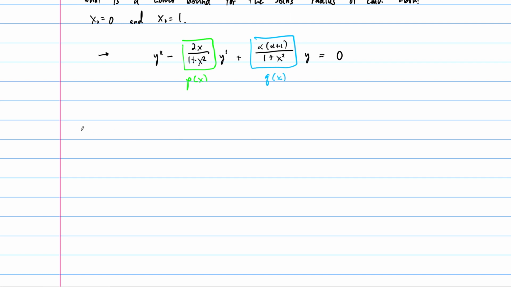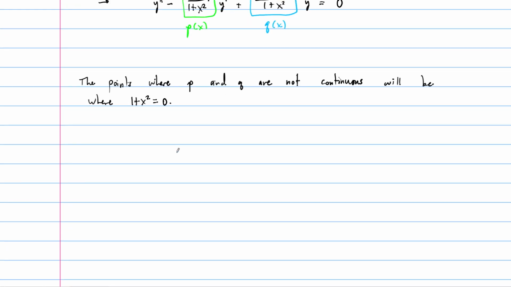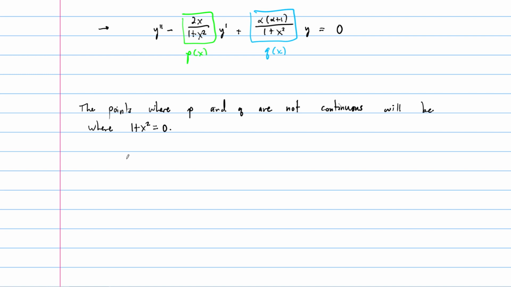So the quote-unquote points where P and Q are not continuous, for each of these two functions, will be where 1 plus x squared is equal to 0. Obviously, there's no real numbers that are going to satisfy that. We just talked about that, right? But complex numbers have an effect on the radius of convergence of power series.